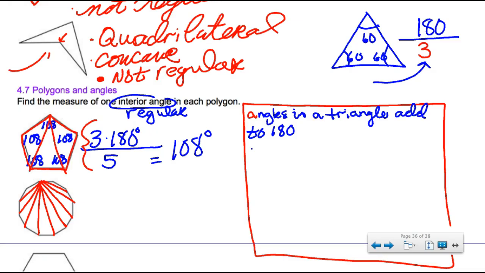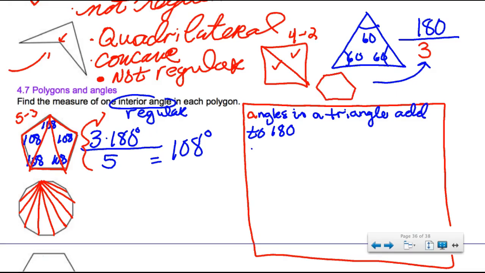It made 3 triangles. When I have a four-sided figure, it makes 2 triangles. So 4 goes to 2 triangles, 5 went to 3 triangles. Let's do a six-sided figure. 1, 2, 3, 4, 5, 6. 1, 2, boom. 1, 2, 3, 4. You'll notice that there's always 2 fewer triangles than the number of sides.